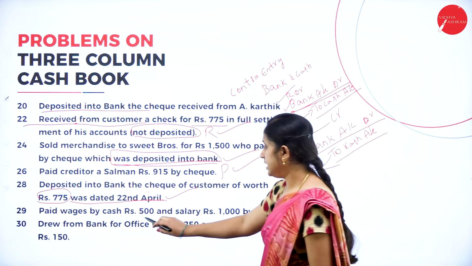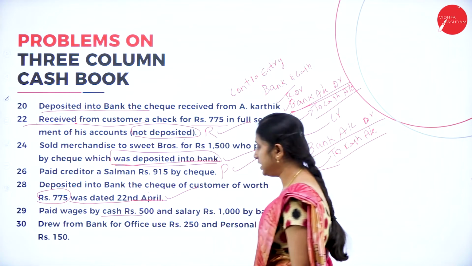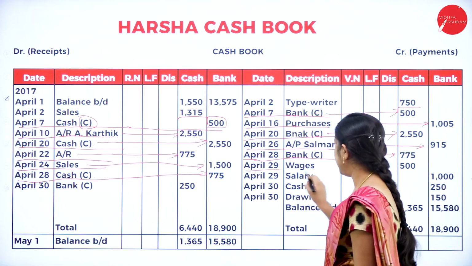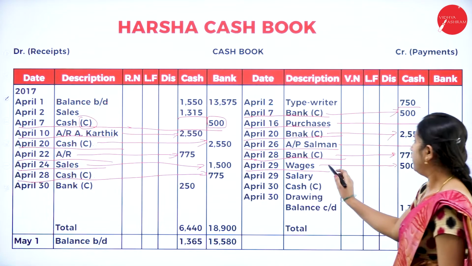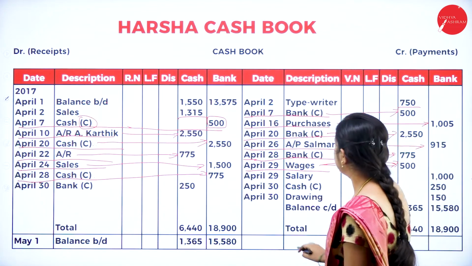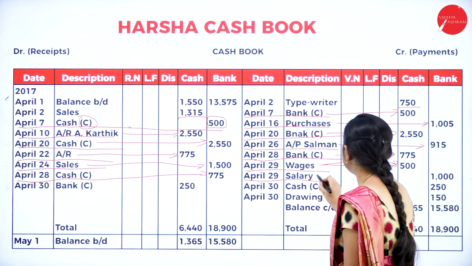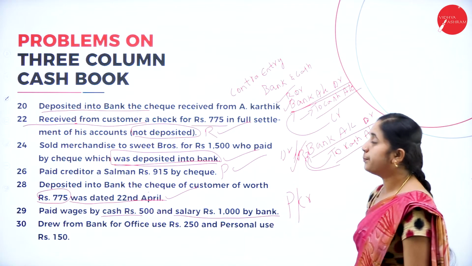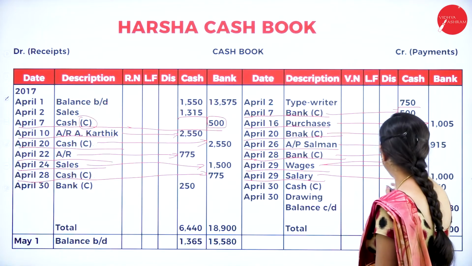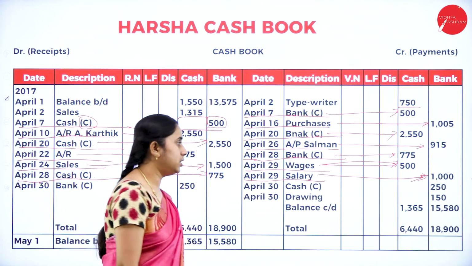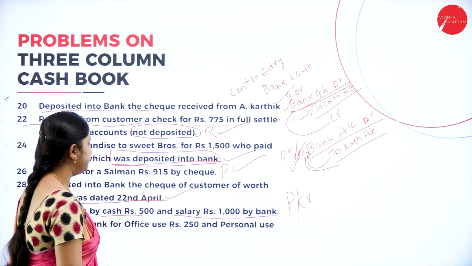Wages 500, wages by cash, amount should be written in cash column. 29th, wages 500, wages paid through cash, so 500 in the cash column. Again on the same day, salary through bank, paid salary 1000 by bank, so amount in the bank column rupees 1000.